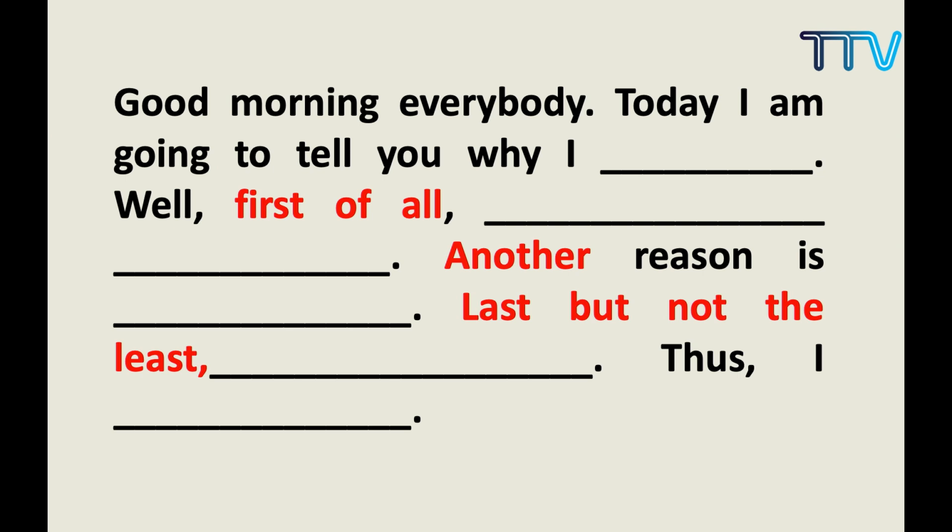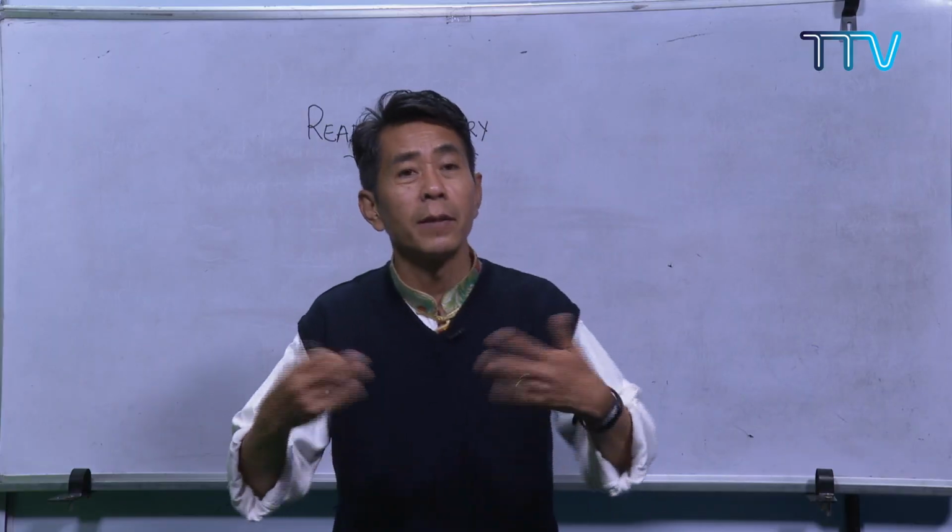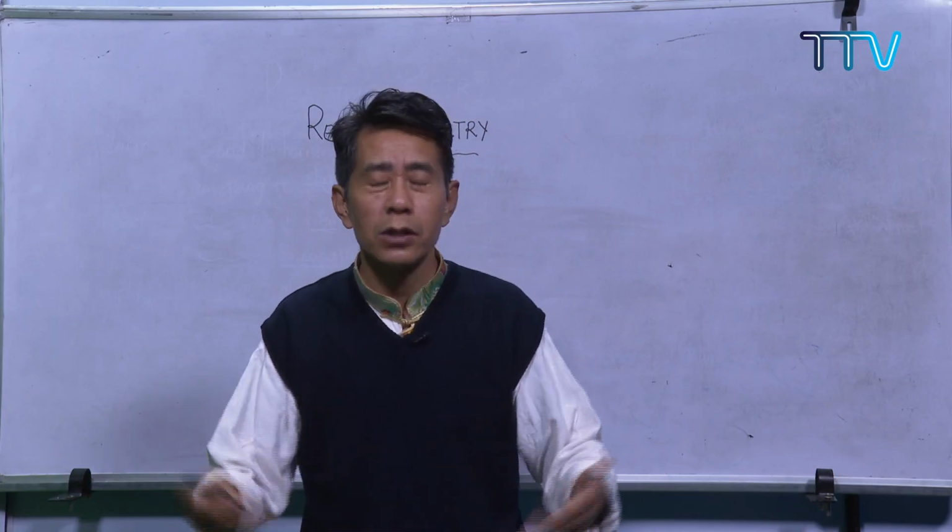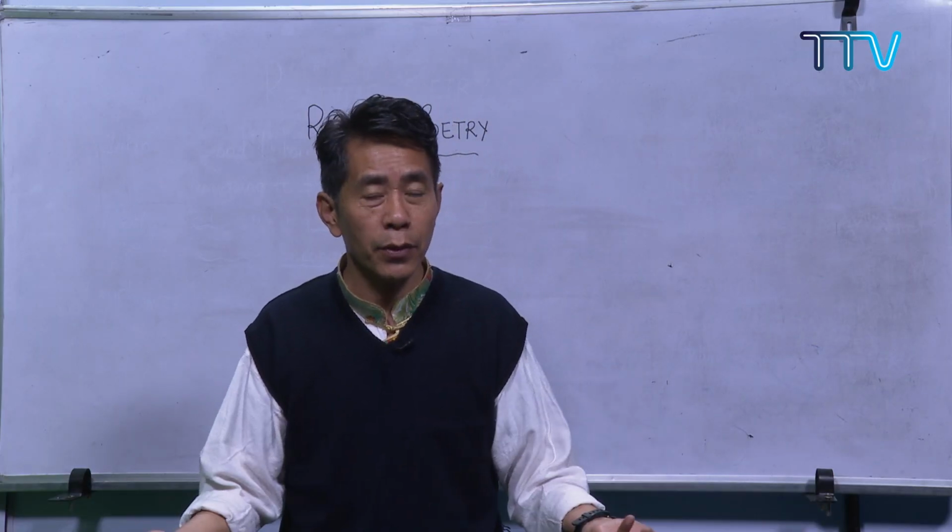Last but not the least, you come up with your third supporting detail, and you just conclude, thus. So this is the structure. Just like this is a book, this is a cat, this is a donkey, this is a table, we learn all this structure. Once you know one structure, then automatically you will come up with thousands and thousands. It depends upon you. You got it?